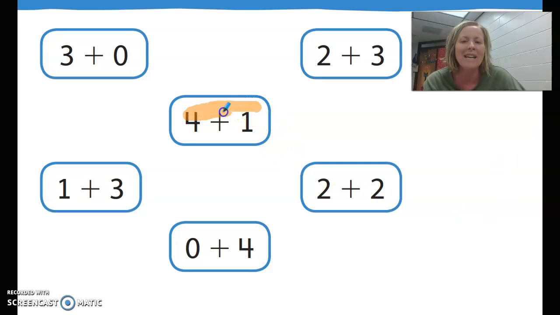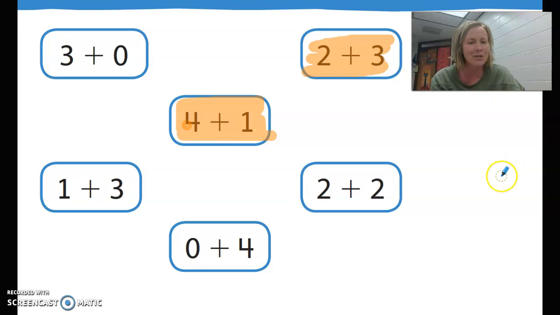So we know that 4 add 1 equals 5. And here's another one that equals 5. Now, do they have the same two numbers that we're putting together? They don't, but they still equal the same answer.